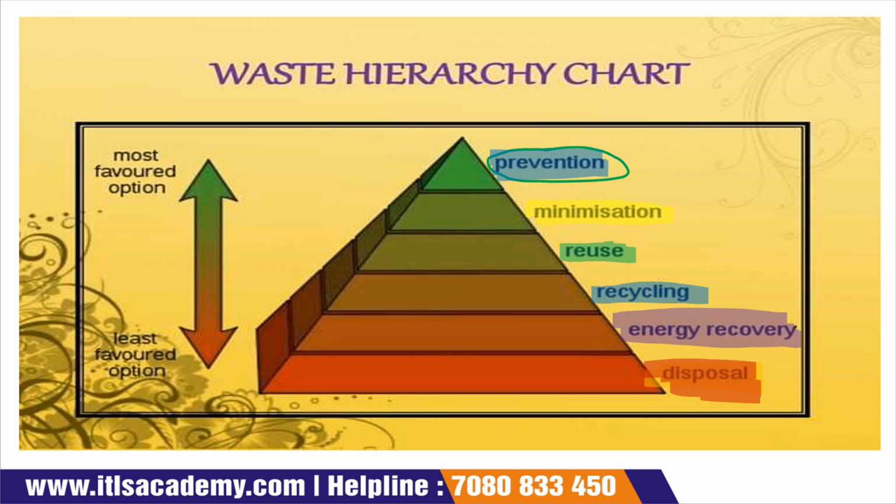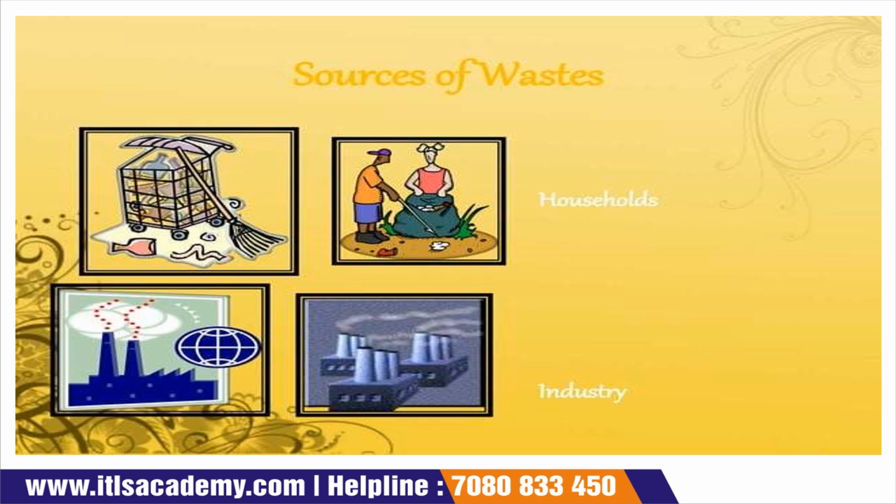The first one, prevention, comes under the category of most favored option, and disposal comes under the category of least favored option. Okay, so the option which is mostly used is what? We have to prevent the waste production. Now the next is the sources of waste.